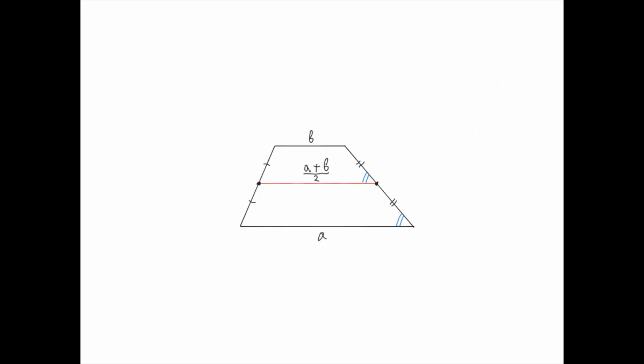In conclusion, if we have a trapezoid, and we take the midpoints of the two pairs of opposite sides that are not parallel, then the segment between these two midpoints is called the midsegment of the trapezoid. It is parallel to the two parallel sides of the trapezoid and has length a plus b over 2, where a is the length of this parallel segment and b is the length of this parallel segment.